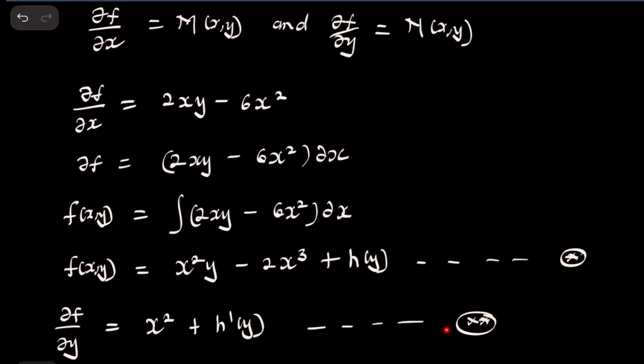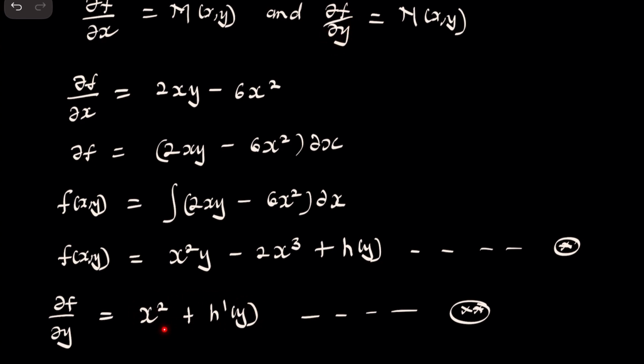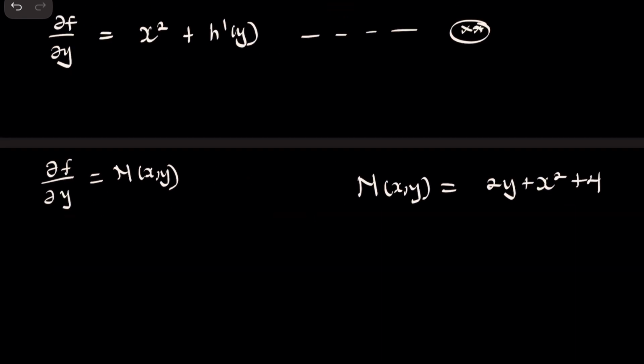Now let's compare equation double star to this equation that we have in here. So as we can see, partial of f with respect to y, and this is also partial of f with respect to y, which implies that the right hand side of equation double star should be the same as our function N(x,y). And so we are going to have x squared plus h prime of y is equal to, then our function N(x,y) is given below. So we are going to have 2y plus x squared plus 4.